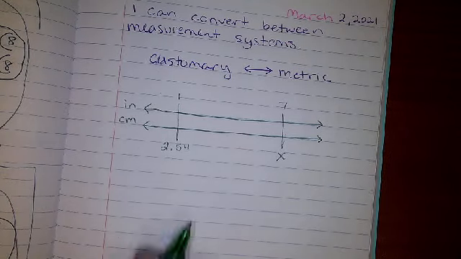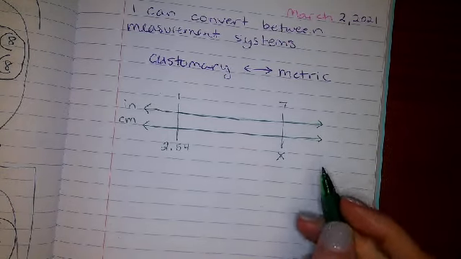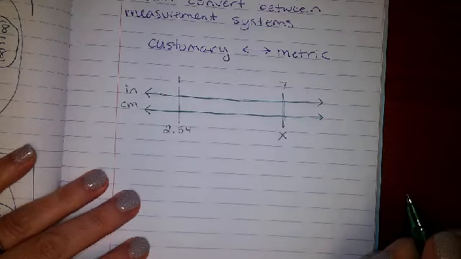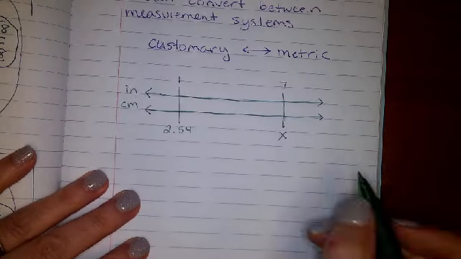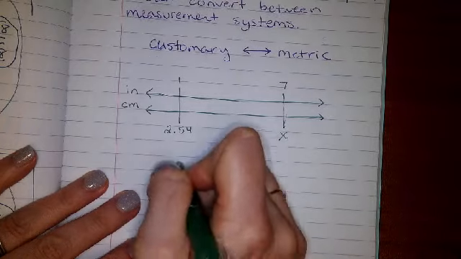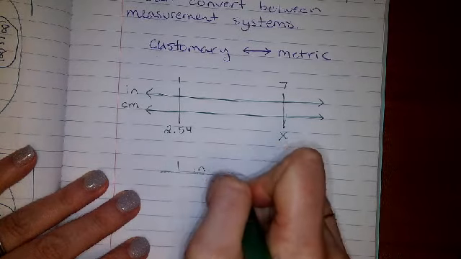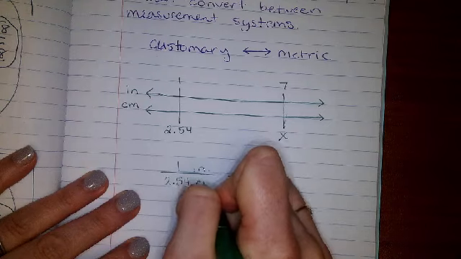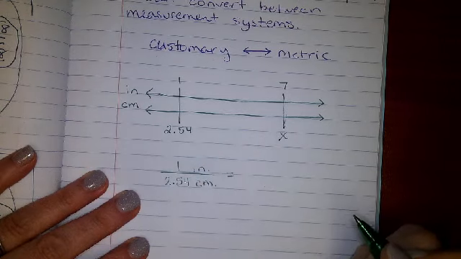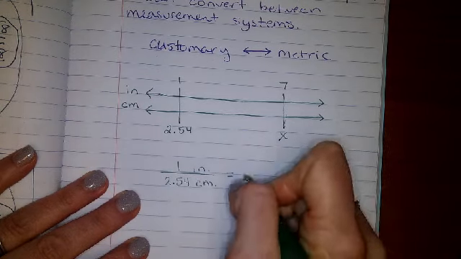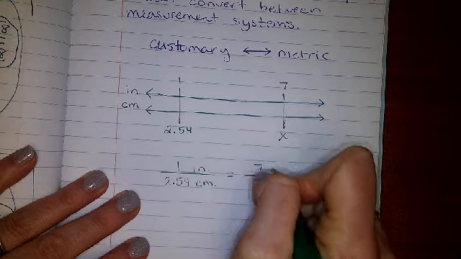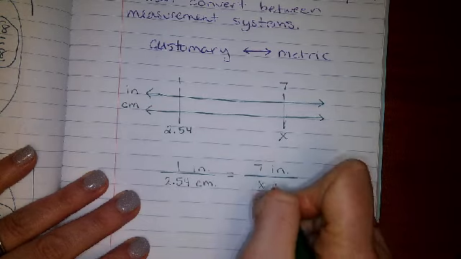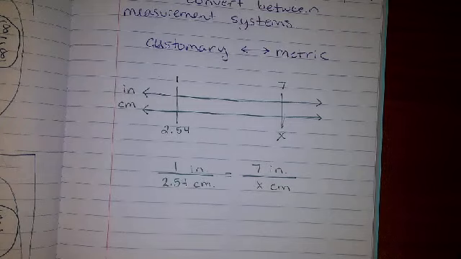What they've basically done is set up a proportion for you, except it's on the double number line. So if we have a problem like that, we can pull that information right off the double number line, and we can set it up as 1 inch is equal to 2.54 centimeters, 7 inches to X centimeters.